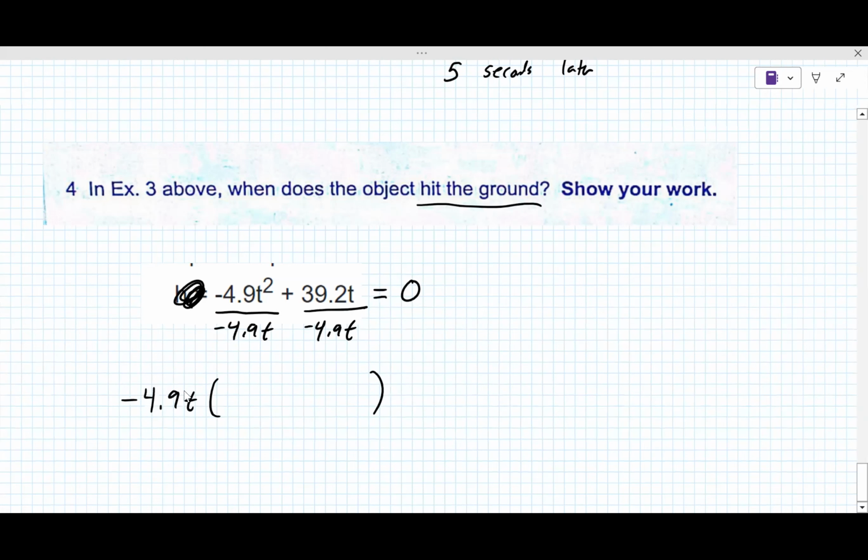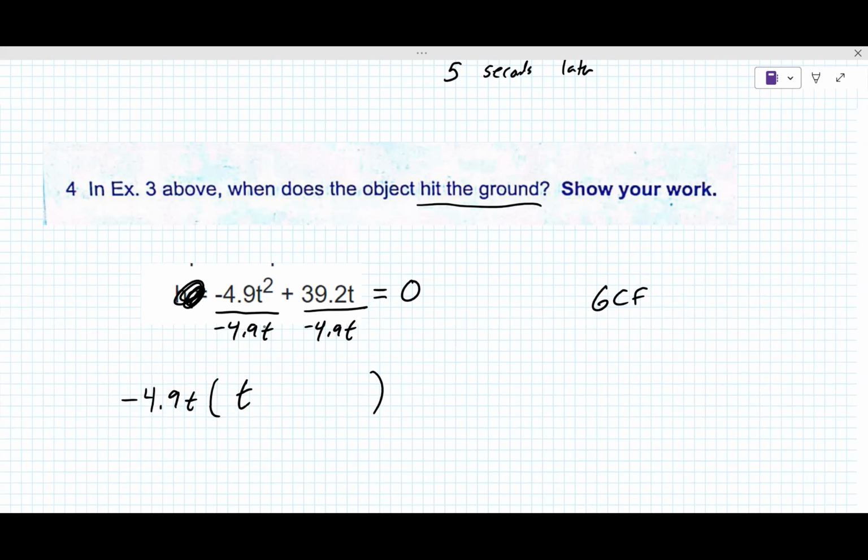So when you're taking out what's called the GCF, which is what we did here, you have to divide each of these by the GCF. Now the one on the left, the minus 4.9, the minus 4.9, they cancel. So you got t squared over t, that becomes just t.